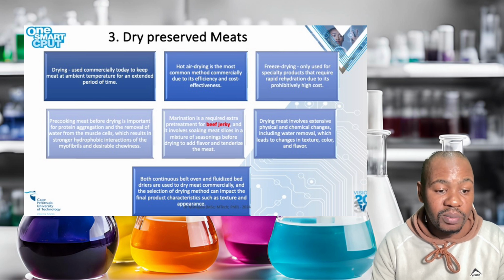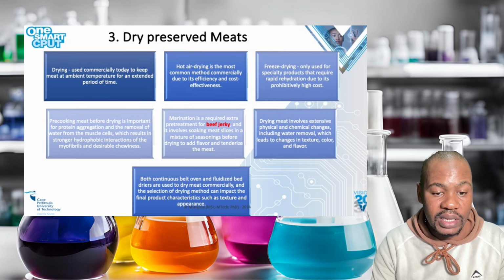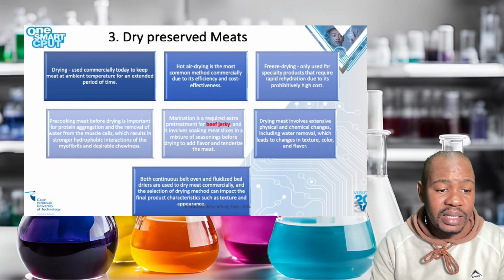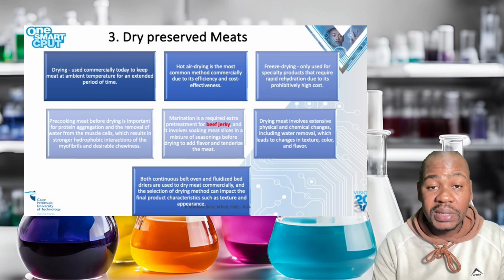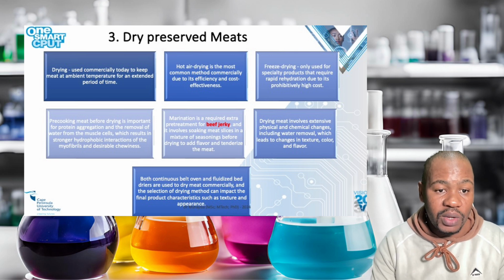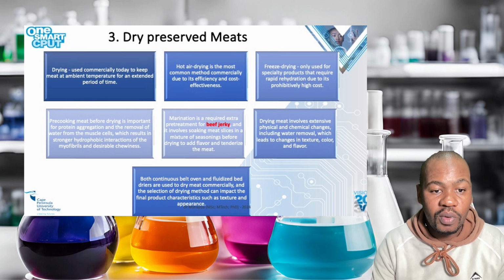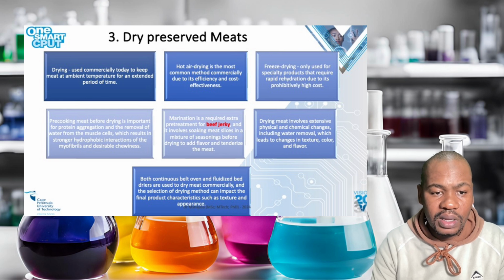But hot drying is most commonly used for drying meat specifically, due to its efficiency and cost effectiveness. Freeze drying, on the other hand, is mostly used for specialty products that require rapid rehydration, due to its prohibitively high cost. It's a very expensive product. In some cases, pre-cooking the meat before drying is important for protein aggregation and the removal of water from the muscle cells, which results in stronger hydrophobic interactions for the myofibrils and desirable chewiness.